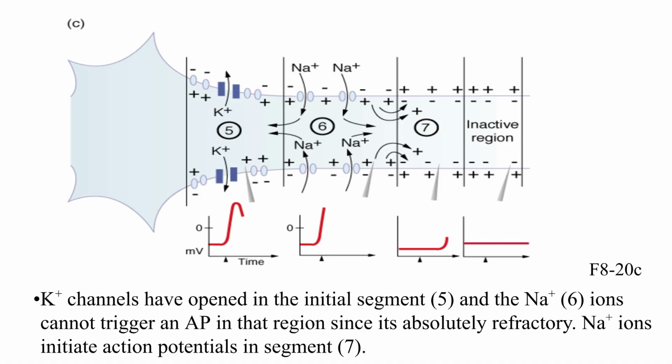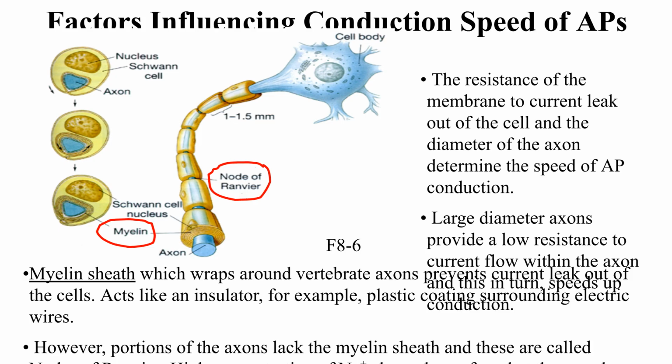Potassium channels have opened in the initial segment. Sodium ions cannot trigger an action potential there, as it is absolutely refractory, but they initiate action potentials further down the axon. Action potential conduction speed depends on membrane resistance to current leak and axon diameter. Larger diameter axons offer lower resistance, speeding up conduction.